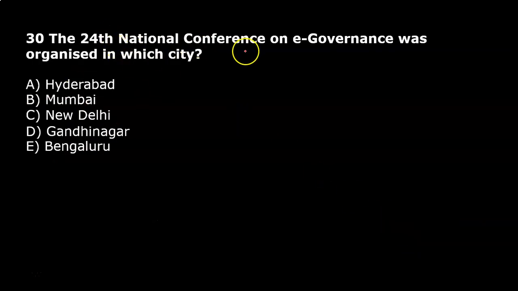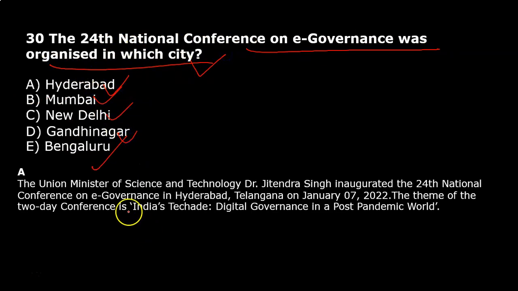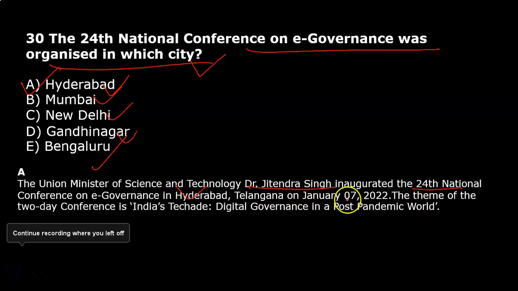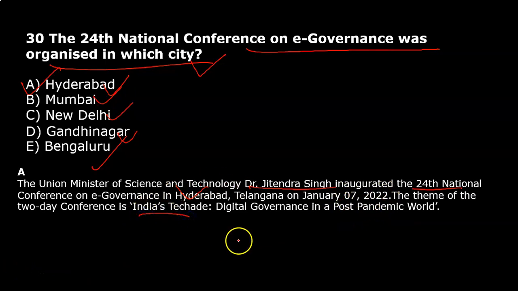The 24th National Conference on E-Government was organized in which city? Your options are Hyderabad, Mumbai, New Delhi, Gandhinagar or Bengaluru. So it was organized in Hyderabad, and the Union Minister of Science and Technology, Dr. Jitendra Singh, inaugurated this 24th National Conference on E-Governance in Hyderabad, Telangana on January 7, 2022. The theme of the 2-day conference is India's decade of digital governance in the post-pandemic world.